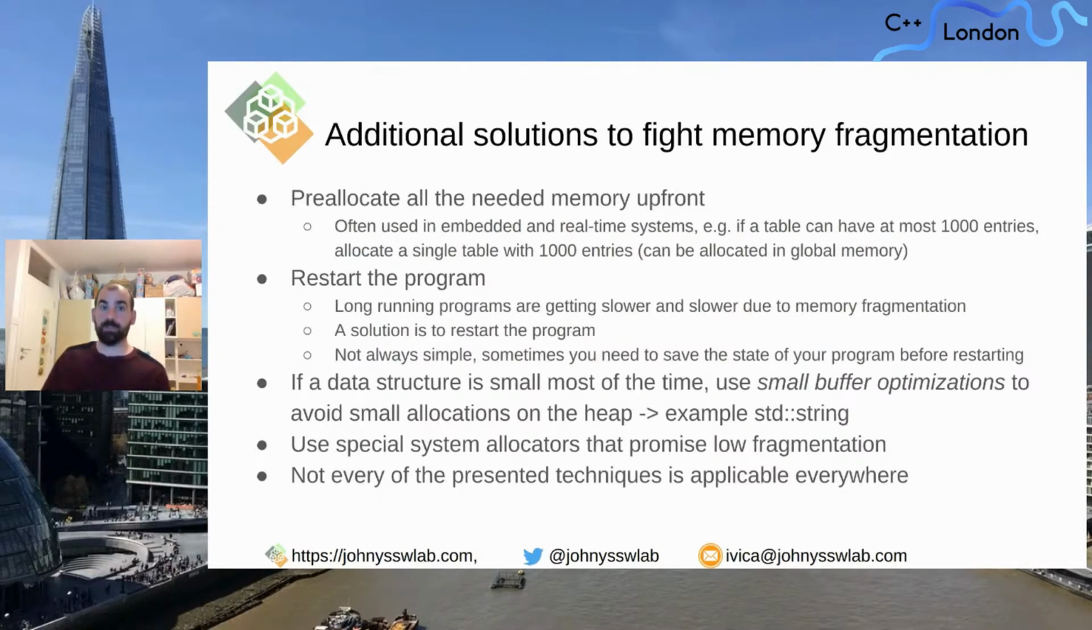There are some other ideas on how to fight memory fragmentation, and all of these approaches that we talked about until now both decrease the memory fragmentation and also decrease the number of calls to new and delete. One of the ways to do it is to pre-allocate. In embedded systems, this is really important because embedded systems typically run for a long time, and then you see the effects of memory fragmentation really well. So one of the ways to fight memory fragmentation is to pre-allocate all the needed memory up front. For example, if you have a table that has a maximum of 1,000 entries, you will allocate a table of 1,000 entries at the program beginning and never do any allocation there again.